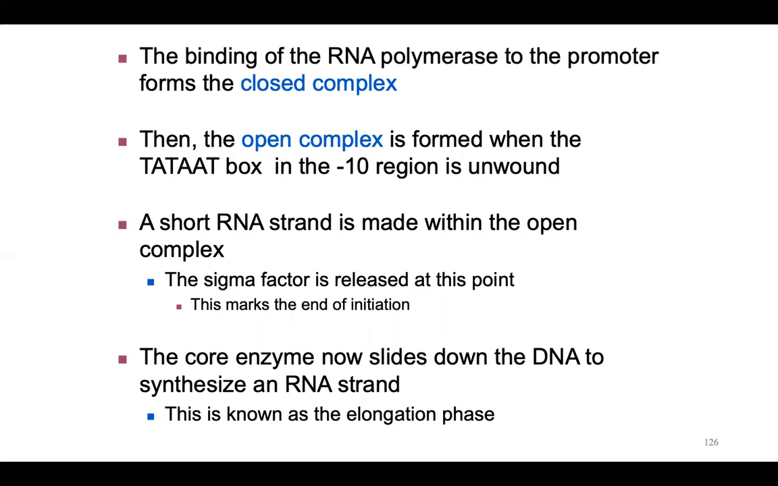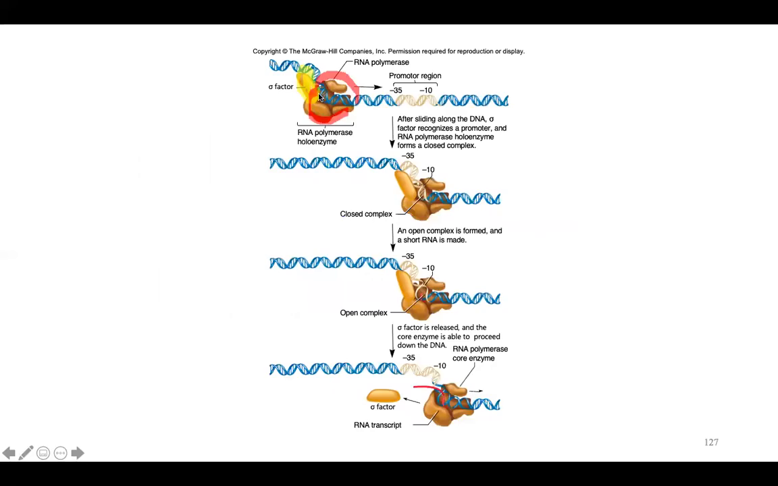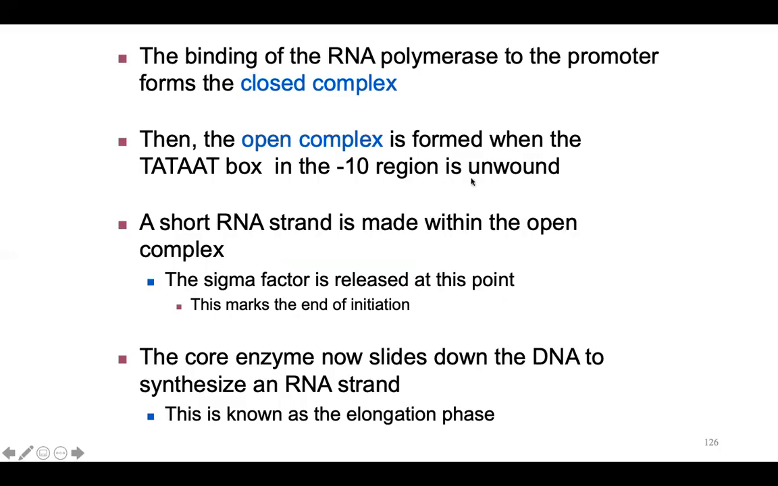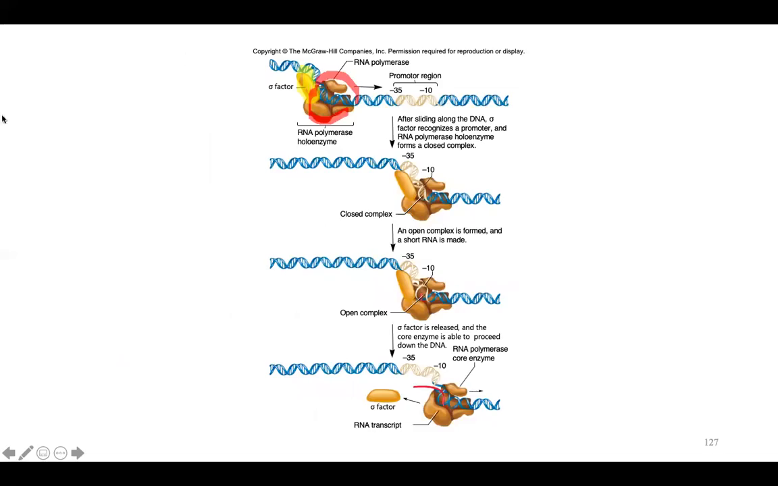Okay, so again, the binding of RNA polymerase to the promoter, specifically the sigma factor, forms the closed complex. Okay, when the TATA box or the Pribnow box in the -10 region is unwound or separated, you've now formed the open complex. Now, the RNA polymerase will try to read that portion. A short RNA strand is made with the open complex. And once this strand is formed, it now releases the sigma factor. Okay? So this is the RNA polymerase.